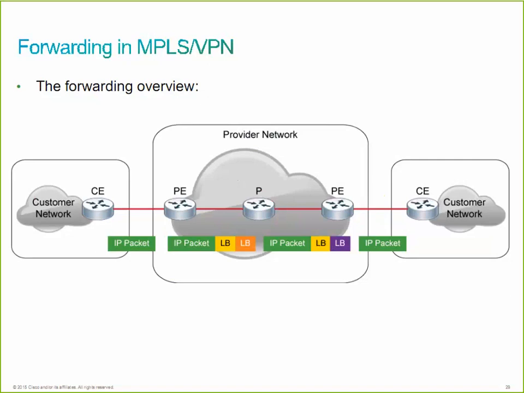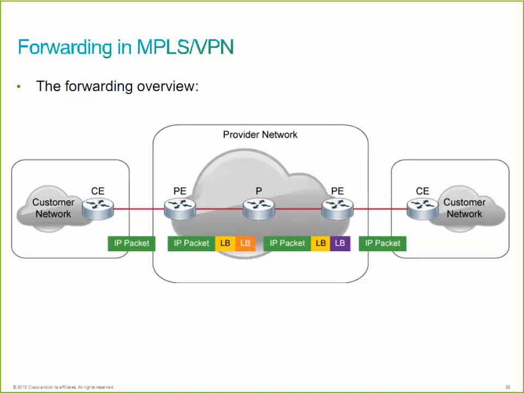The PE router receives the packet. It does a routing lookup according to the VRF routing table. We've already built routing tables. We've already gone through that whole process. Now we're actually just trying to transfer data, the routed packets as opposed to the routing packets, right?